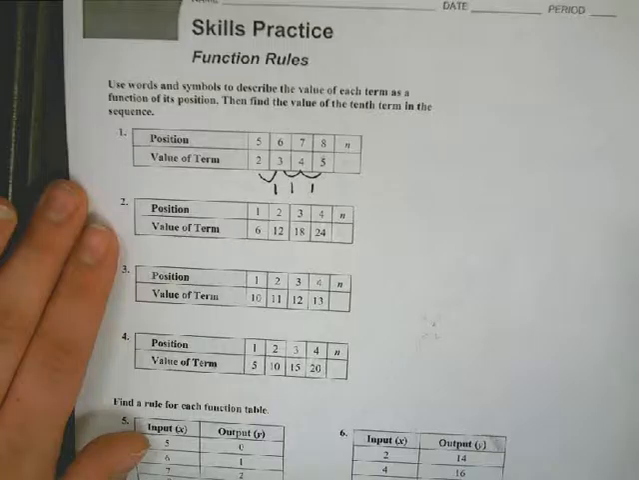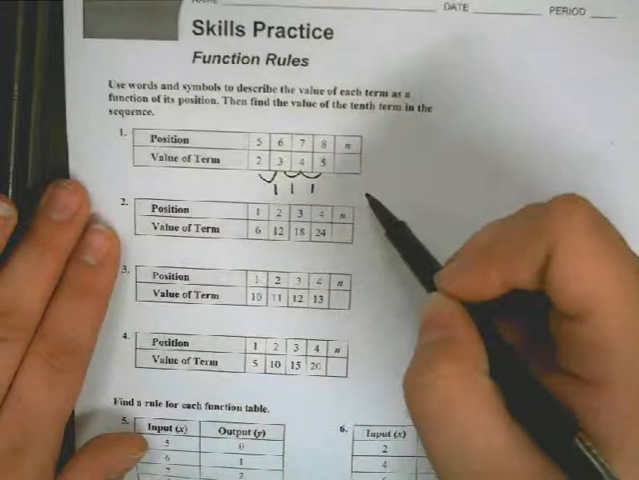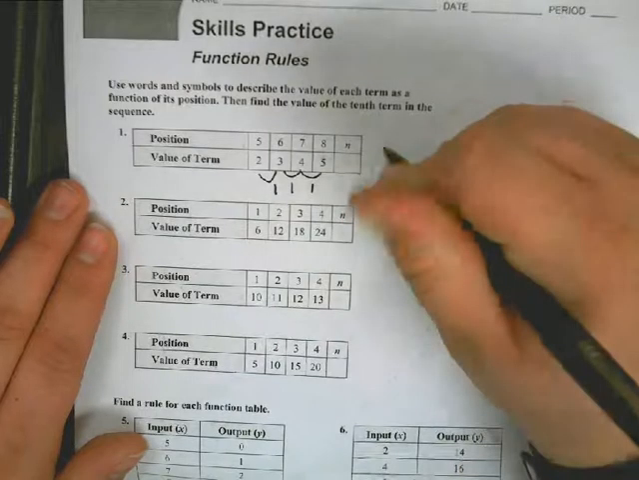Okay, so since this is going by 1, what do I do with my 1? 1n. Can I leave it like that?